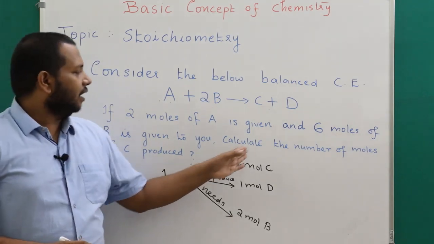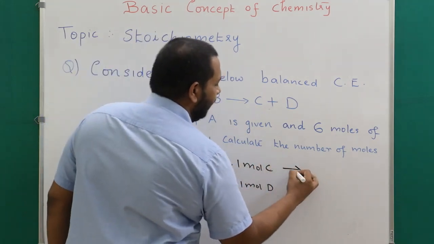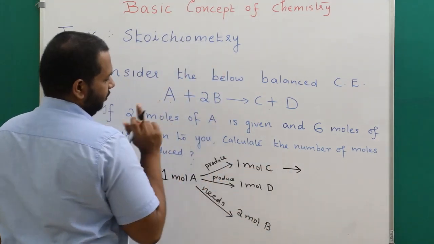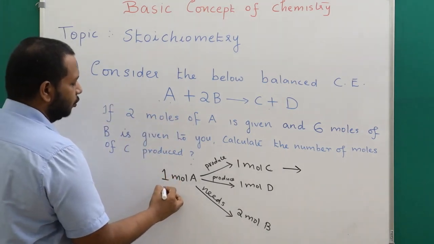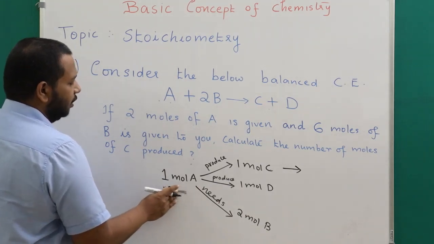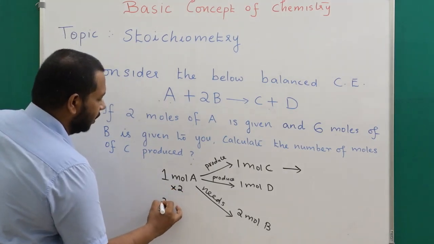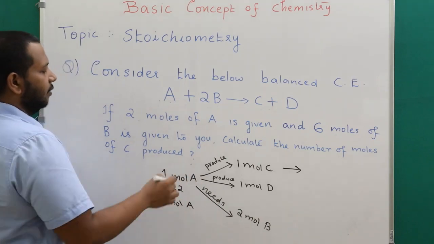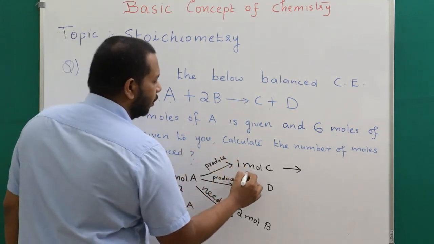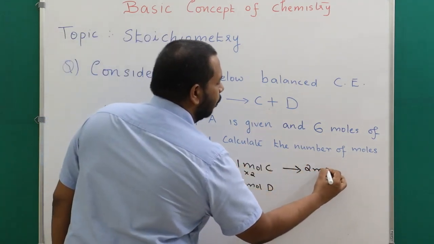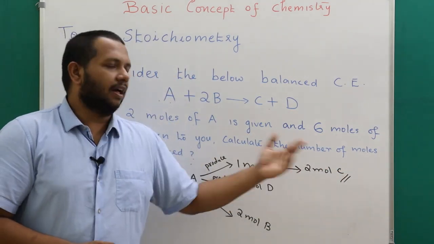Now in the question they can ask you anything. Calculate the number of moles of C produced. That is what they are asking in this question. So I can say 1 mole of A produces 1 mole of C. Now in the question, what they have given to you is 2 mole of A. If I multiply by 2, this becomes 2 mole of A. Then you need to multiply here also. Why am I multiplying here? They are asking me C, so I am multiplying here also with 2. So my answer will become 2 mole of C. This is what we have found out by our classical method.